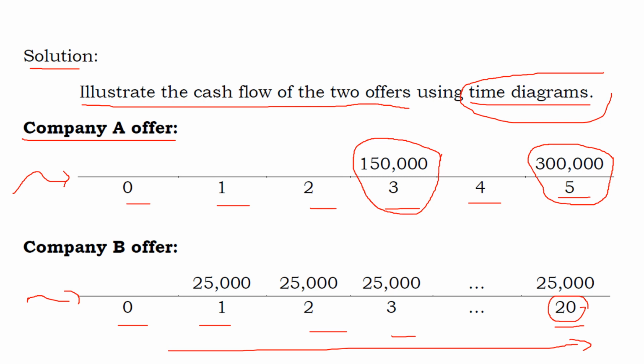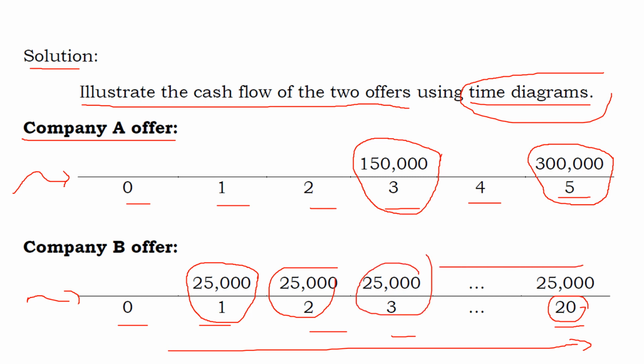So this 0, 1, 2, 3 up to the last number, which is 20, represents the number of quarters within 5 years. In each quarter, Company B offers that at the end of each quarter, there is 25,000 pesos. That's why we put 25,000 pesos in each quarter up to the last quarter. As you can see, up to the 20th quarter that we can meet in these 5 years, there is 25,000 pesos. So that's how we illustrate your Company A and Company B offers.